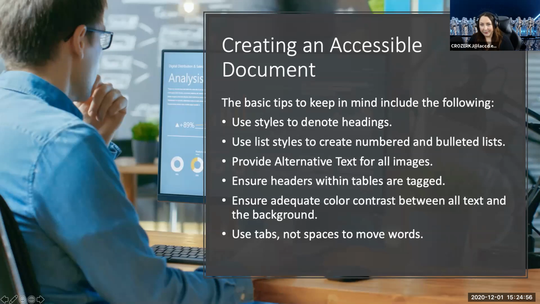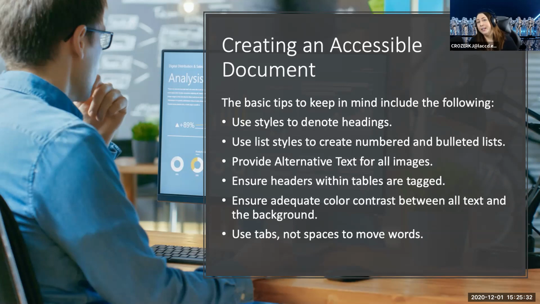Okay, so creating an accessible document. A couple basic tips to keep in mind. And if you were here last week, these will probably seem a little familiar. The first thing is that you want to use styles to denote headings. So we talked about this a little bit last week, but when it comes to setting up something that a student's going to read, it needs to be as readable as possible. And that's not just for our students with disabilities. That's for all of our students, because we want them to read whatever we wrote and retain it.